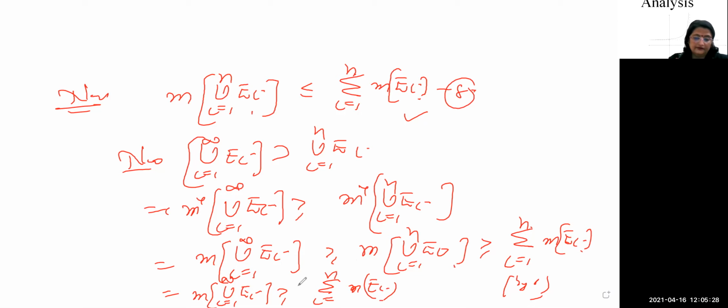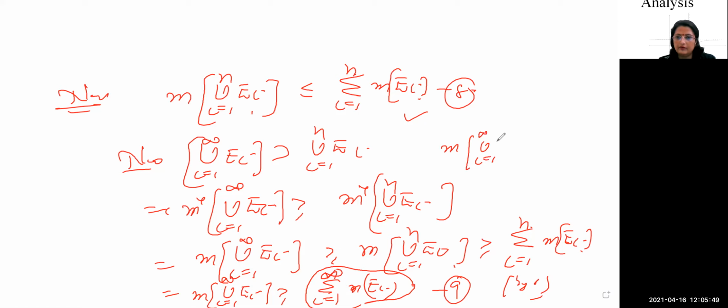So the left hand side is independent of n. So let's make n tending to infinity in this part. Here we will make n tend to infinity. So this will become summation i running from 1 to infinity measure of ei. So this will be number 9. What was number 7? Number 7 was measure of union i running from 1 to infinity ei is less than or equal to summation i running from 1 to infinity measure of ei. This was 7. This was 9.